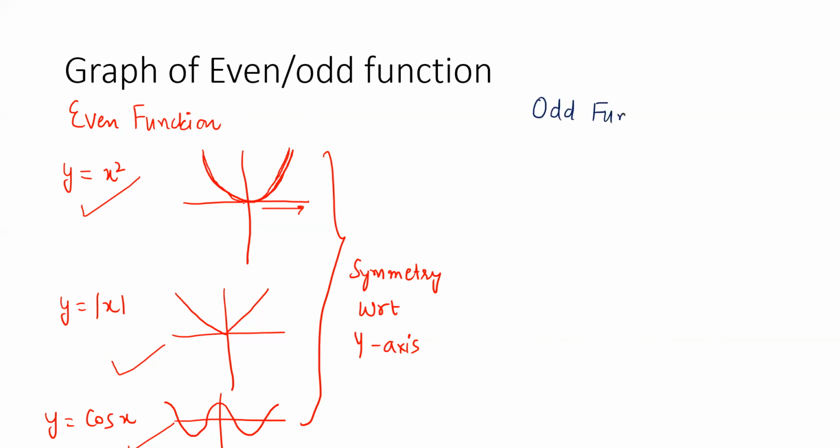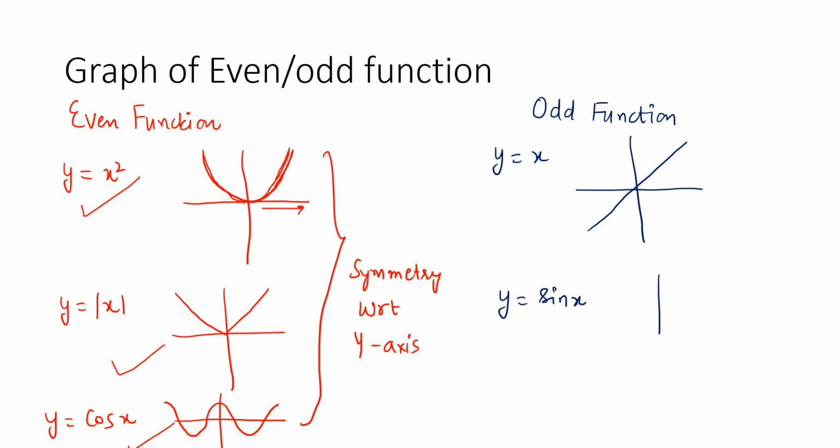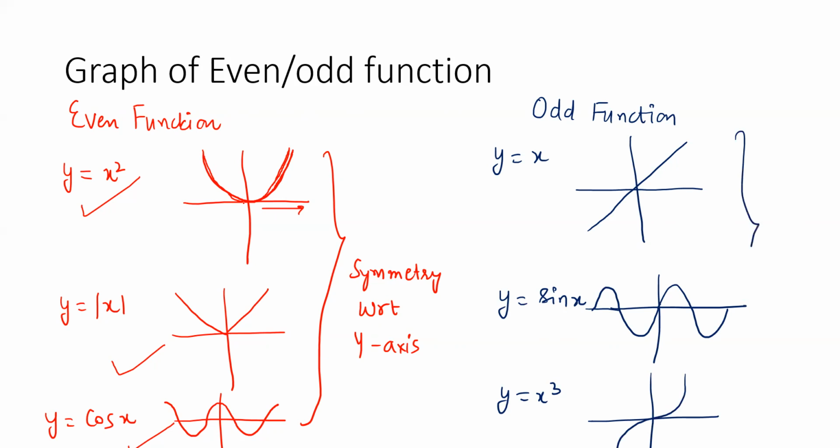And then look at the odd function graphs. In odd functions, y is equal to x, this is the graph. Y is equal to sine x, this is the graph of y is equal to sine x, and y is equal to x cube. So what is common here? There is a symmetry with respect to the origin. That means you can say whatever you draw in the first quadrant, the same thing you draw in the third quadrant. So a reflection has to be taken with respect to the origin.